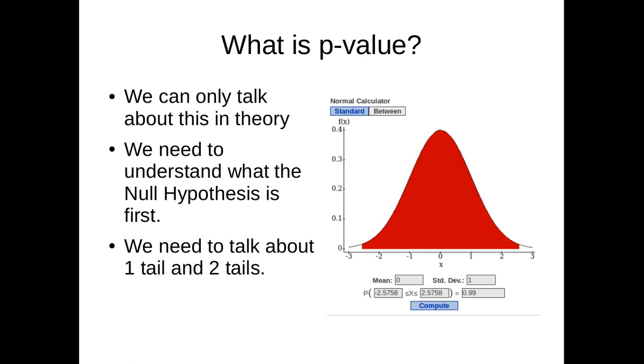The p-value is the chance that you obtain a result as extreme as the one you measured if the null hypothesis is true. We also need to talk about the one-tail and the two-tail case. What's the difference? Why would you use one-tail versus two-tail?